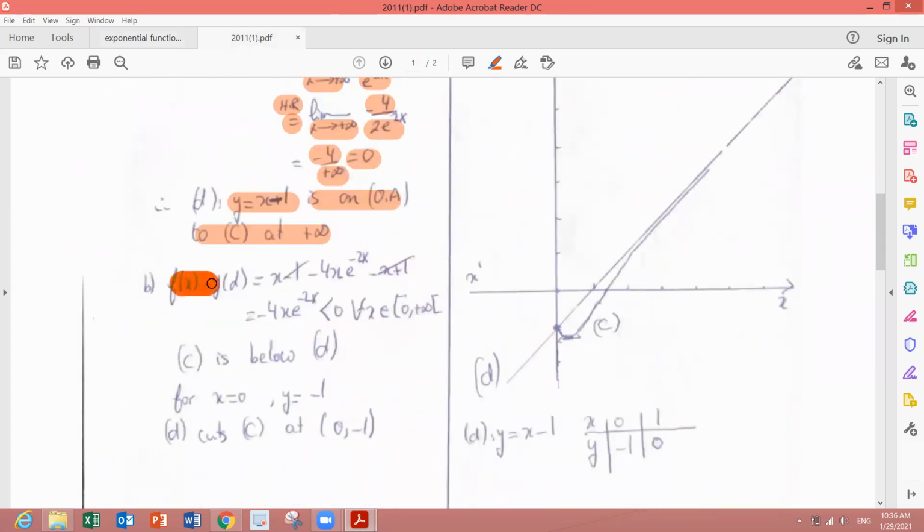So f(x) minus y_D equals x minus 1 minus 4x e power minus 2x. This is f(x). This is minus y_D. Remains minus 4x e power minus 2x. ننتبه للدومين. الx هي positive والe positive والminus 4 negative, so we will get less than 0 for all x belongs to 0 plus infinity. Then we say C is below D.